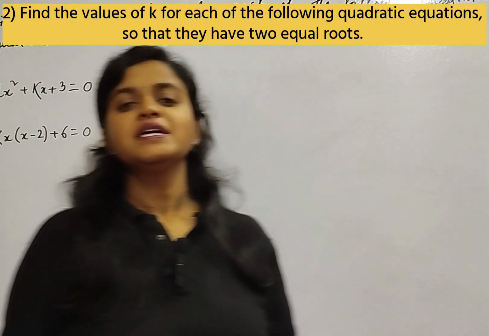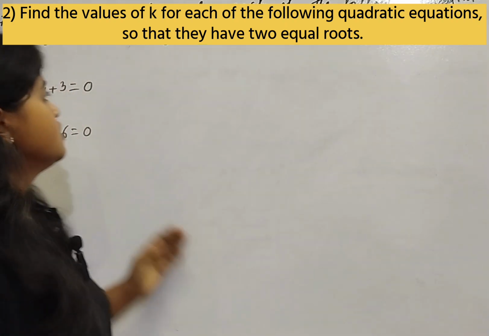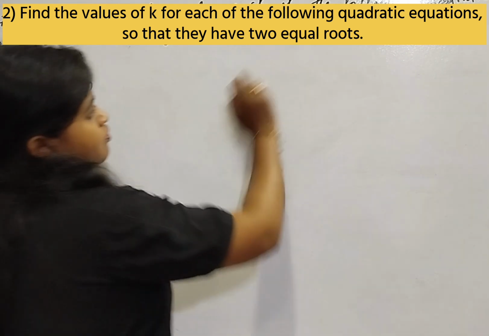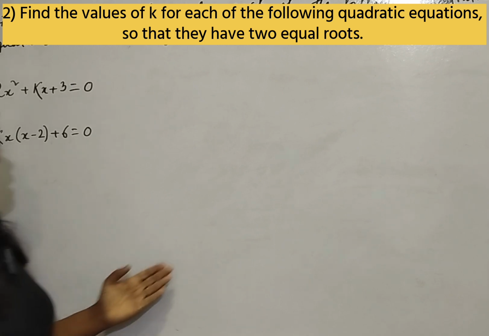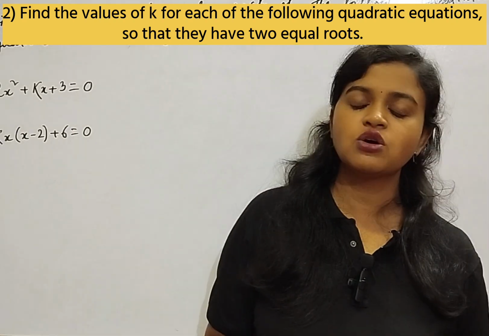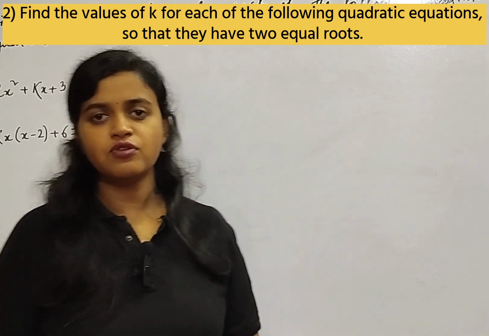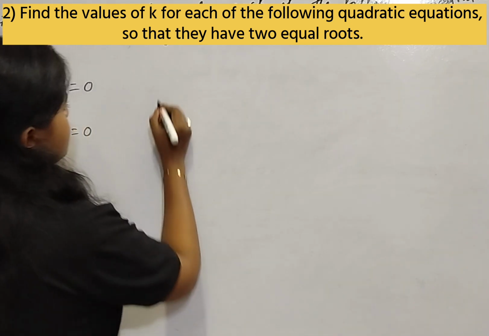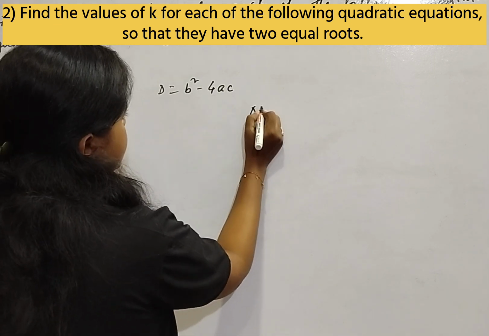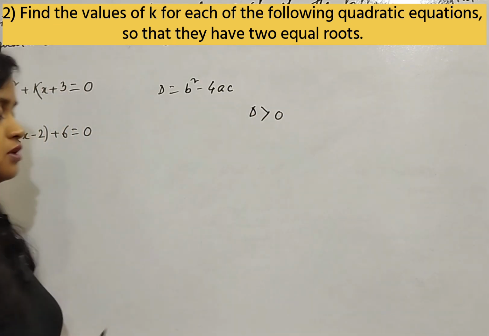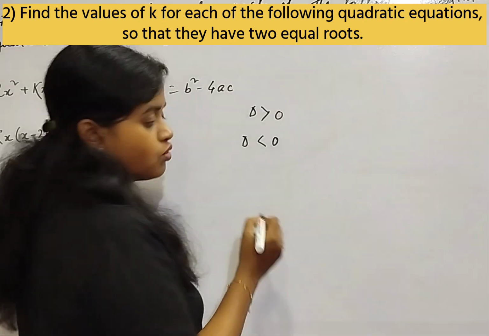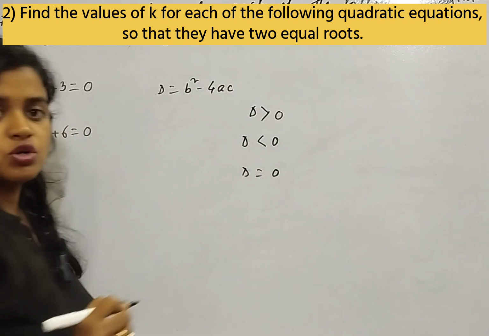Let us discuss question number 2 of exercise 4.3. The question is: find the value of k for each of the following quadratic equations so that they have two equal roots. We discussed what the discriminant is and what the quadratic formula is, which is also called Sridharacharya formula. The discriminant D equals b square minus 4ac. If D is greater than 0, there are two distinct real roots; if D is less than 0, there is no real root; and if D equals 0, there are two equal roots.